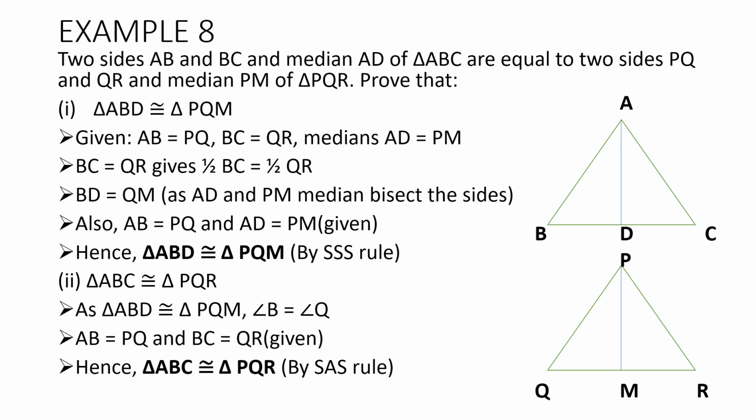As triangle ABD is congruent to triangle PQM by the first part, the corresponding angles will be equal. So angle B and angle Q will be equal. Also AB and PQ are equal, BC and QR are equal, which is given to us. So by SAS, two sides and included angle are equal. So by SAS criterion, we have triangle ABC is congruent to triangle PQR.